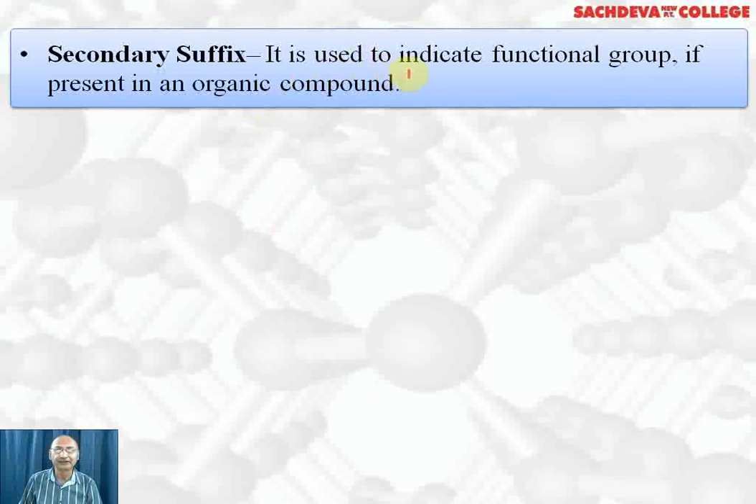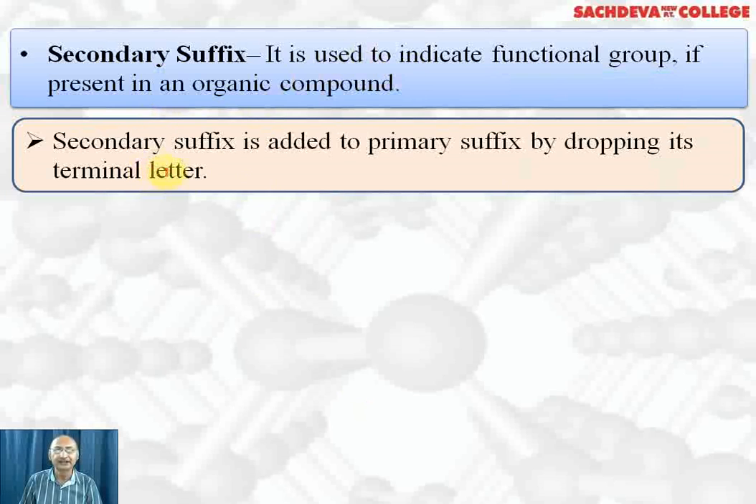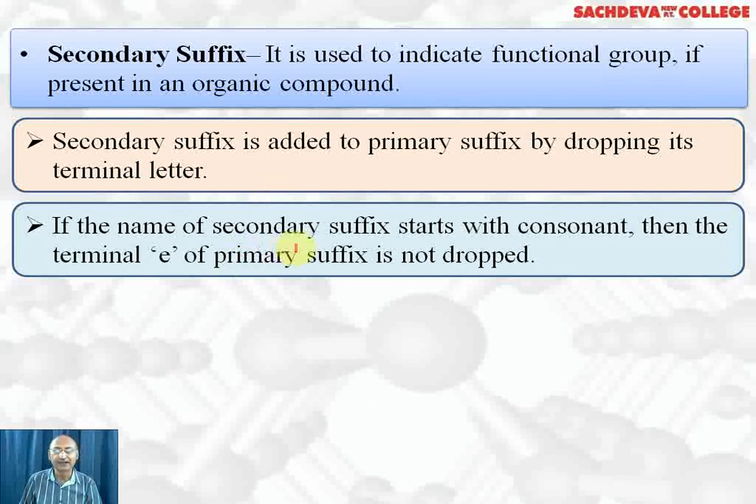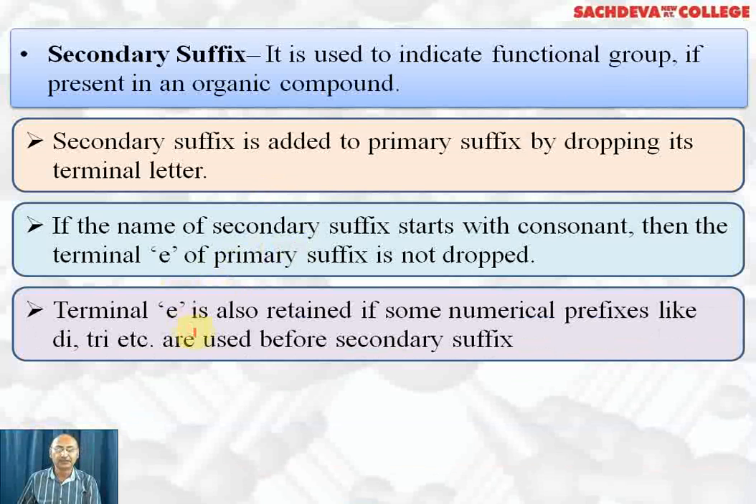Secondary suffix is used to indicate the functional group, if present, in an organic compound. Secondary suffix is added to the primary suffix by dropping its terminal letter. If the name of the secondary suffix starts with a consonant, then the terminal e of the primary suffix is not dropped. The terminal e is also retained if numerical prefixes like di, tri, etc. are used before the secondary suffix.